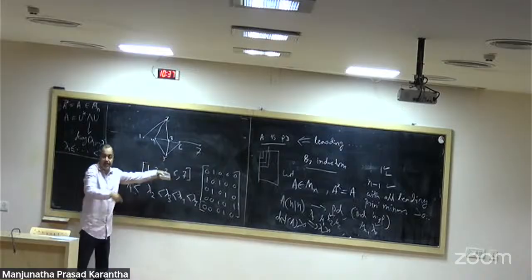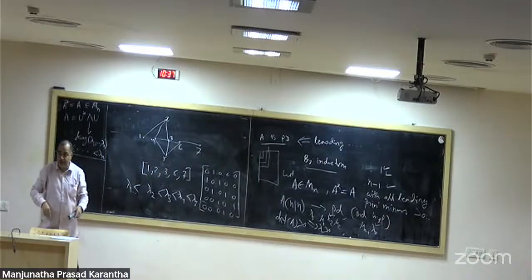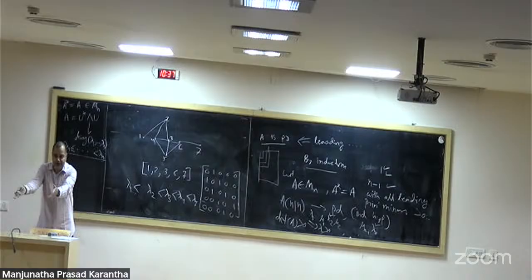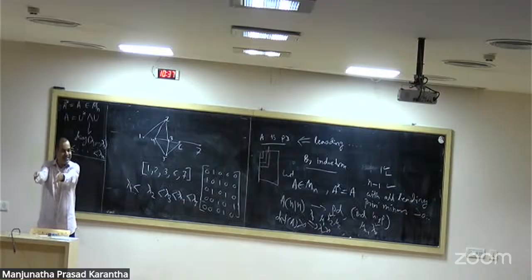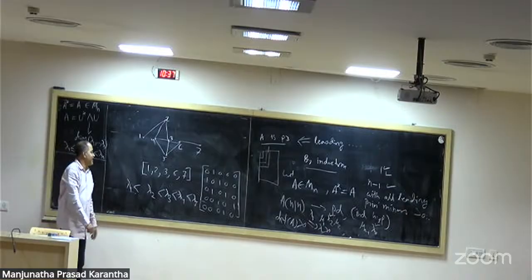So this has 5 distinct eigenvalues. I will show it. I have already shown it.